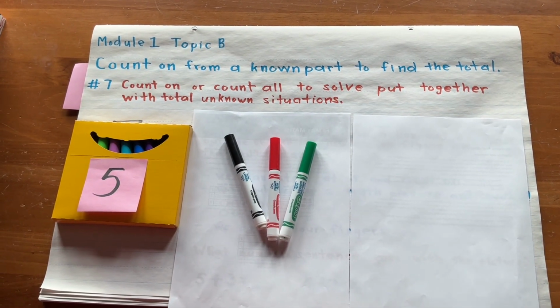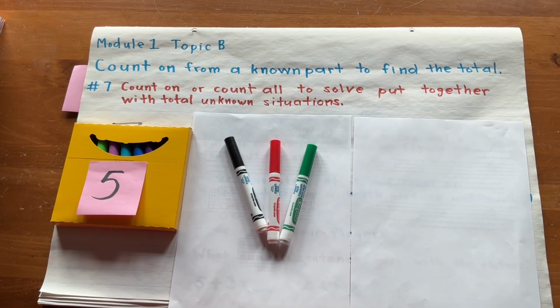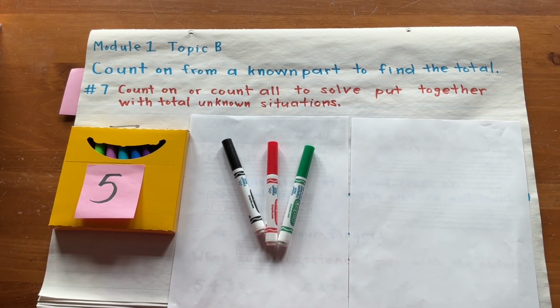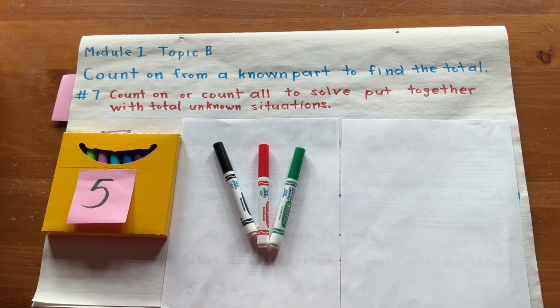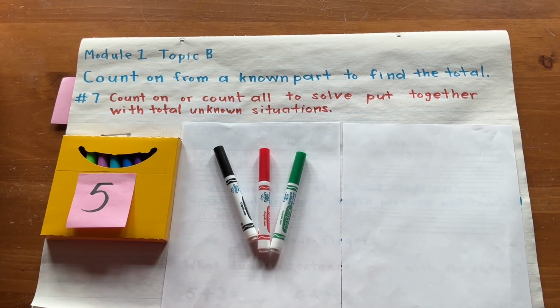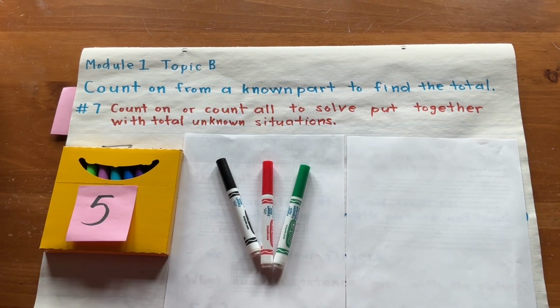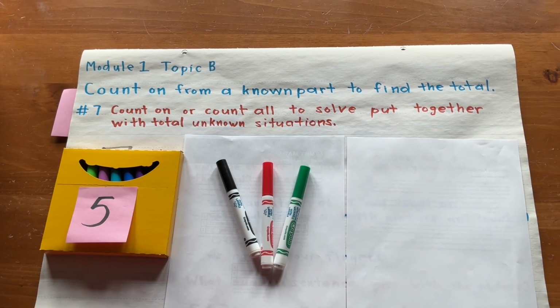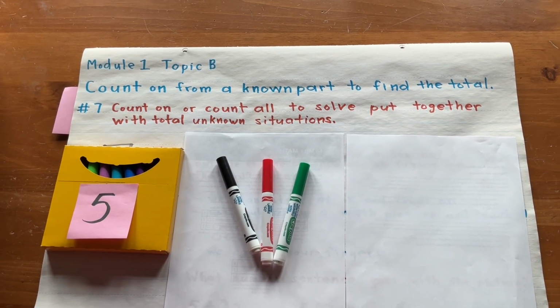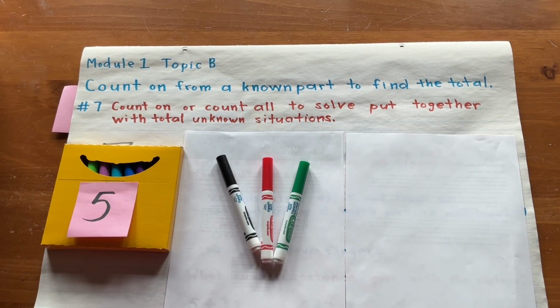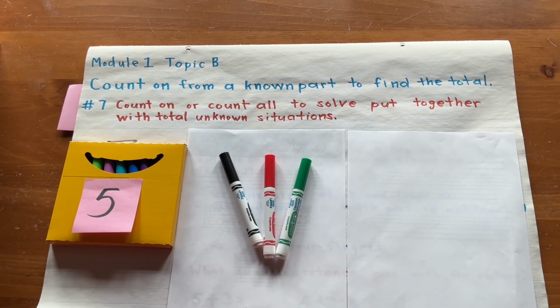Eureka Square, first grade, Module 1, Topic B. Count on from a known part to find the total. Lesson 7. Count on or count all to solve put together with total unknown situations.